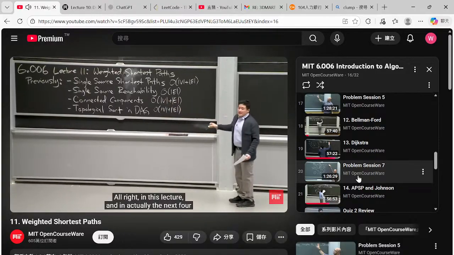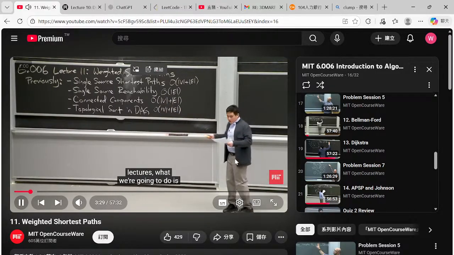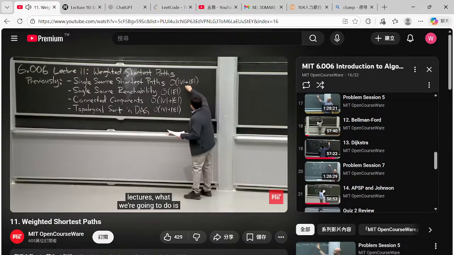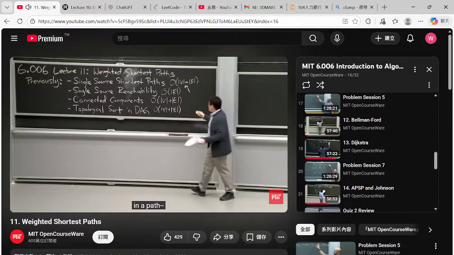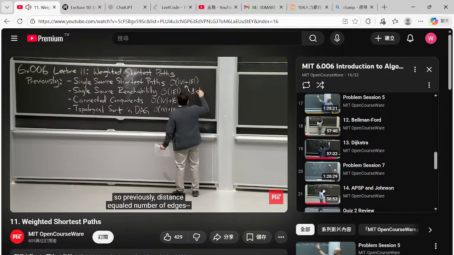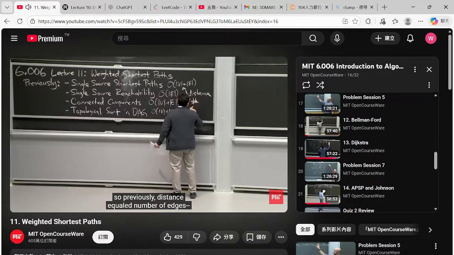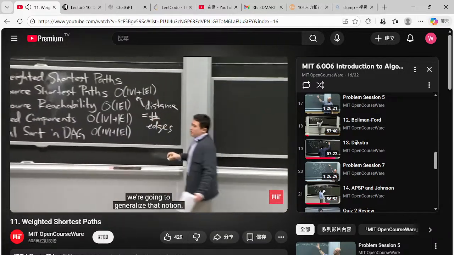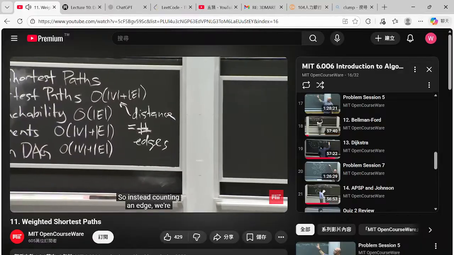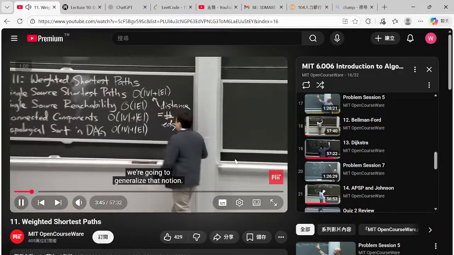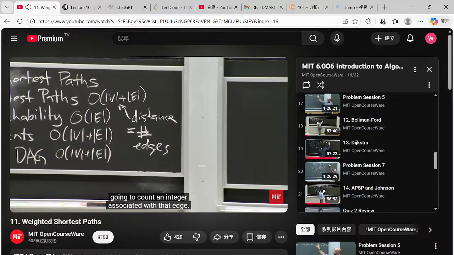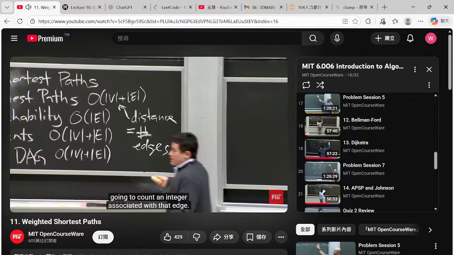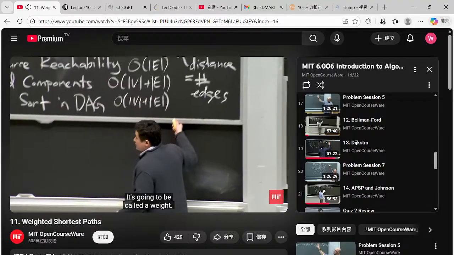All right, in this lecture and in actually the next 4 lectures, what we're going to do is, instead of measuring distance in terms of the number of edges in a path, so previously distance equaled number of edges, we're going to generalize that notion. So instead of counting an edge, we're going to count an integer associated with that edge. It's going to be called a weight, all right?